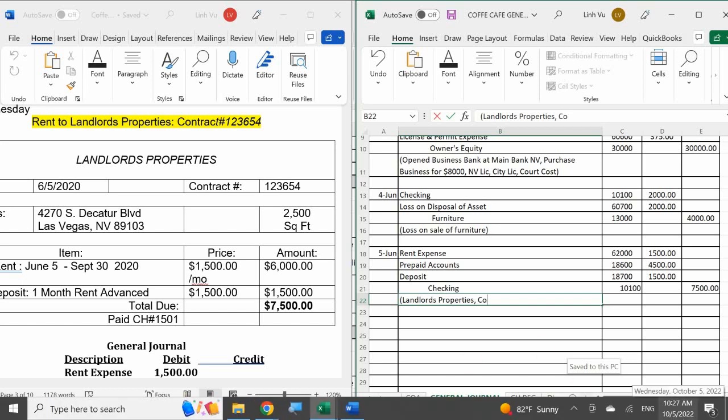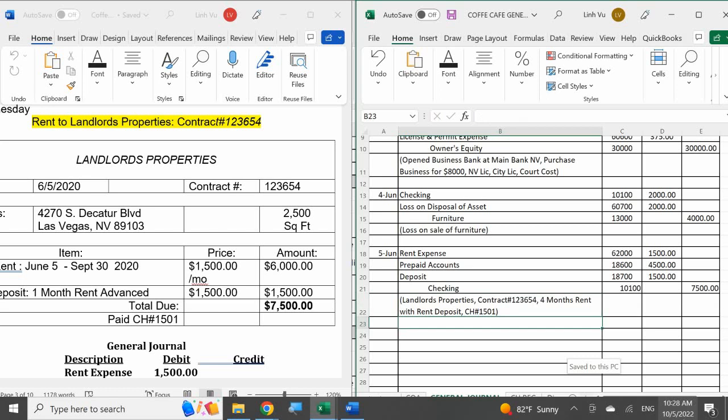That's what you need to have there: proof, contract number 123654. Okay, and then of course, you could put details in here that you paid rent, 4 months rent with rent deposit. And what else? You said the check number 1501, right? It's definitely proof of a transaction.